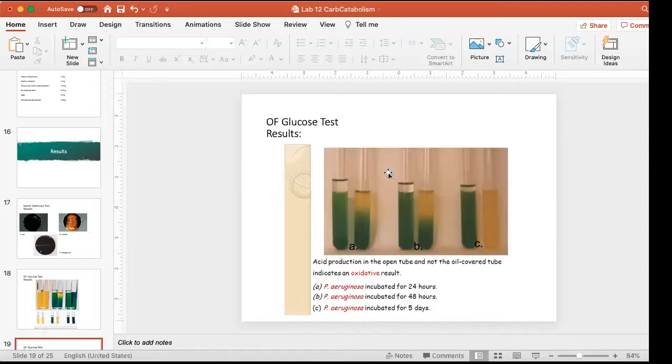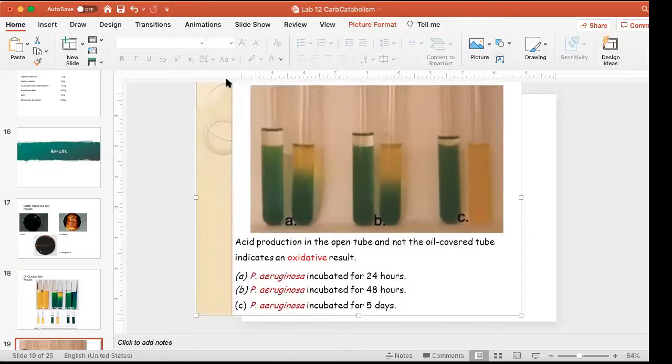Just to show you this odd feature of Pseudomonas, take a look at this slide. All 6 of these tubes have Pseudomonas in them. The pair of tubes labeled A was left in the incubator for 24 hours, so it looks a lot like our 2 tubes. A portion of the open tube has turned yellow, but the rest is still green.